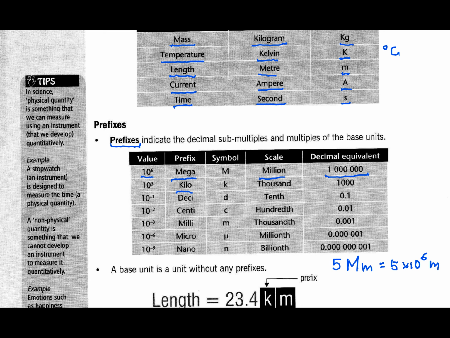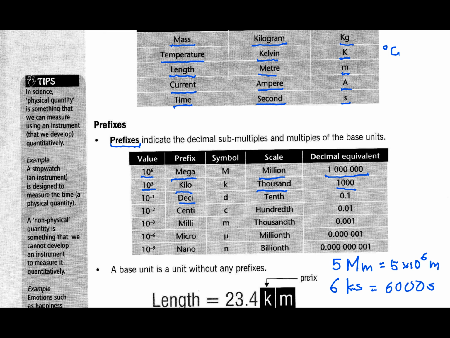Kilo means 1,000 with 3 zeros, so it's 10 to the power of 3. So 6 kiloseconds refers to 6,000 seconds.